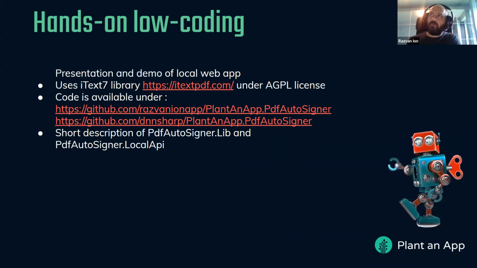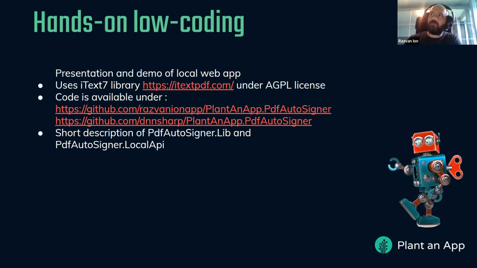So now we're going into the presentation and demo of the local web app. As I mentioned before, there are essentially two parts that work together. One of them is a local .NET Core web application that the client has to download somehow and install locally on their laptop, because it needs to communicate with the USB. Then there is the PlantAnApp application that gets opened by the client via browser, and that one communicates with the local API that they have installed. We're going to first present the local application a little bit, and then talk about how you can build the PlantAnApp application to communicate with the local API that was installed.